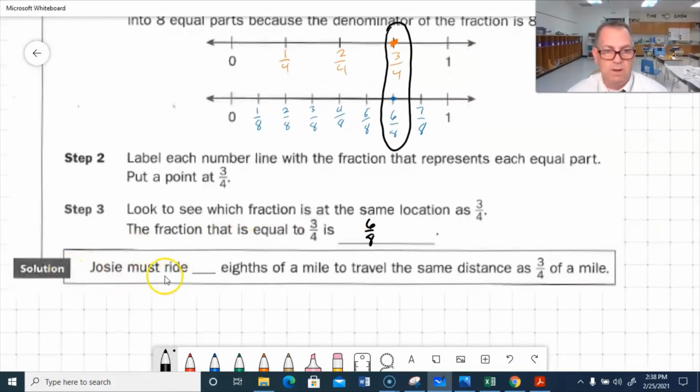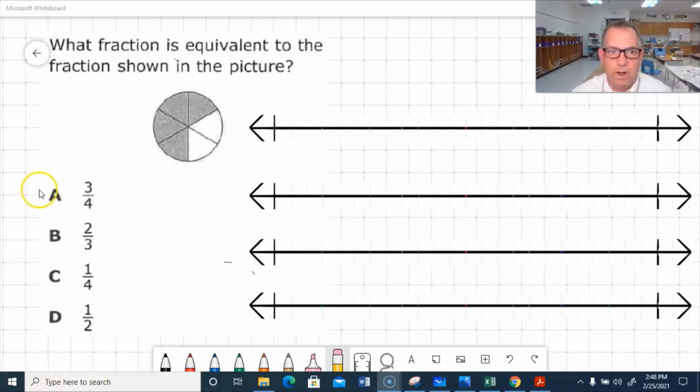So Josie must ride 6/8 of a mile to travel the same distance as 3/4 of a mile. Okay, we're going to start working on some of our guided practice right here. So follow along as I read. It says, what fraction is equivalent to the fraction shown in the picture? And first thing we need to do is figure out what fraction is shown in the picture.